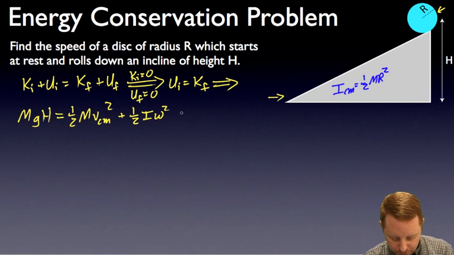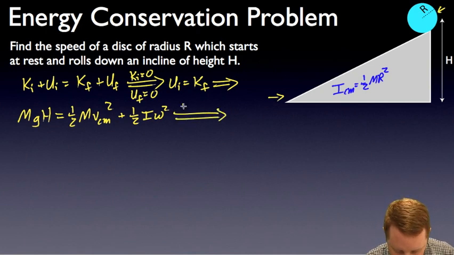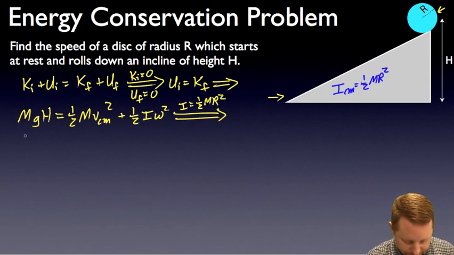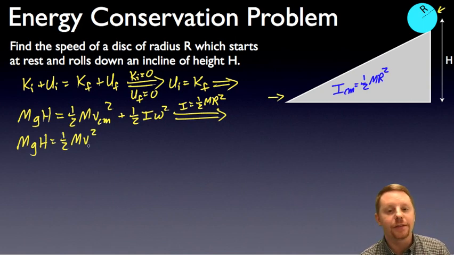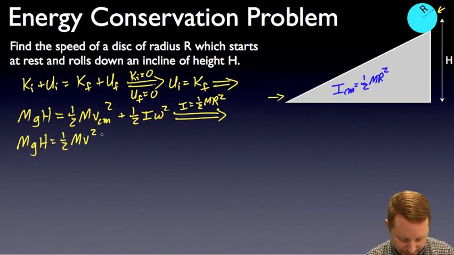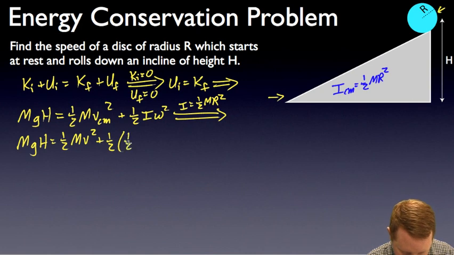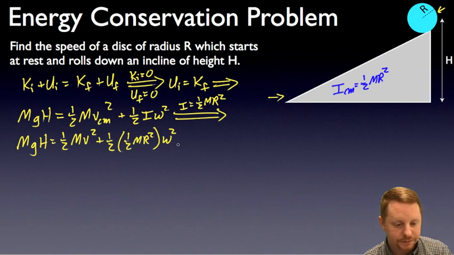All right, we also know now that I, our moment of inertia, is 1/2 mr squared. So I can rewrite this as mgh equals 1/2 mv squared, and I'm just going to leave off the center of mass. The velocity v right there, we're going to refer to that just as the velocity of the center of mass, plus 1/2 times I, 1/2 mr squared, omega squared.